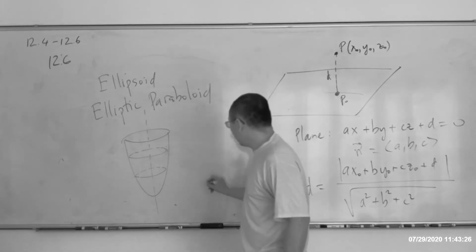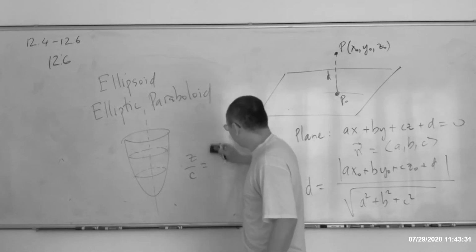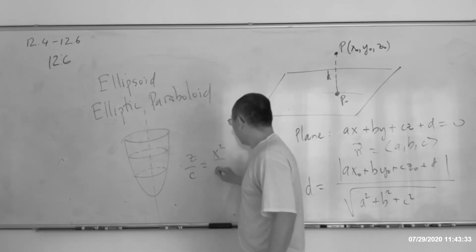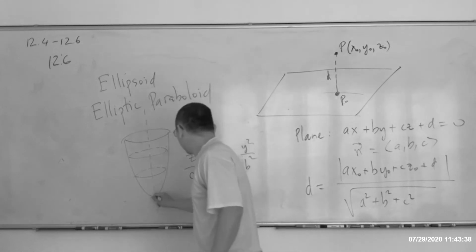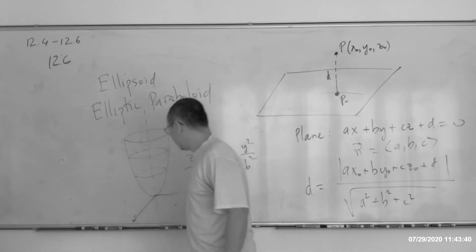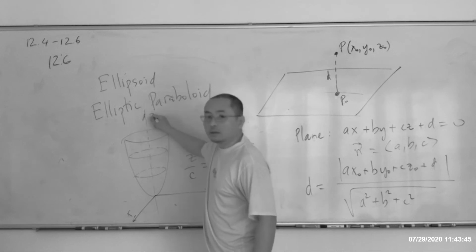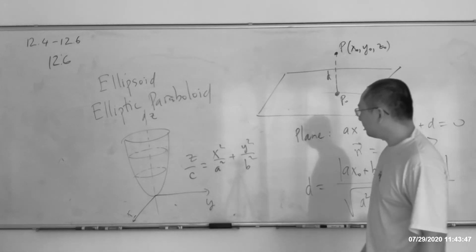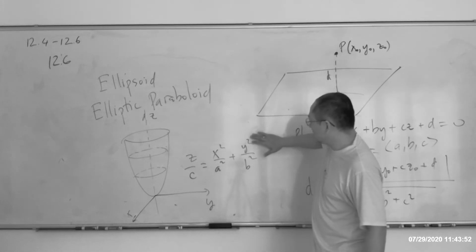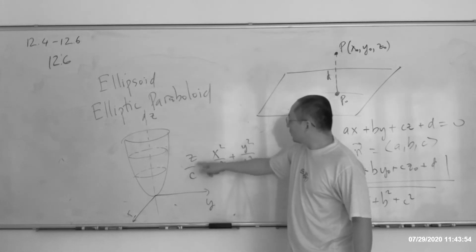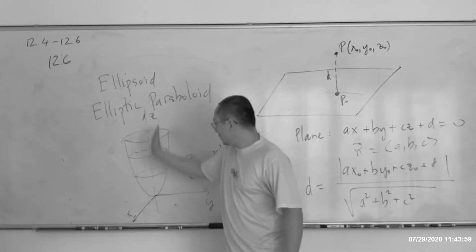And the equation for this one is z over c equal to x squared over a squared plus y squared over b squared. Center right here. X-axis, y-axis, and then z-axis. Think of it. What if y equal to 0? Then you got z equal to something times x squared, right? So this is a parabola in the x and z plane.